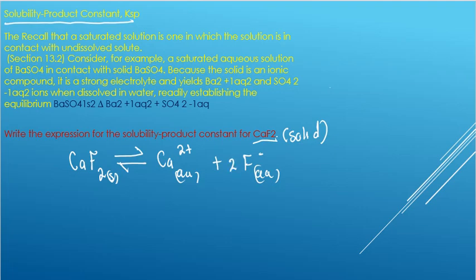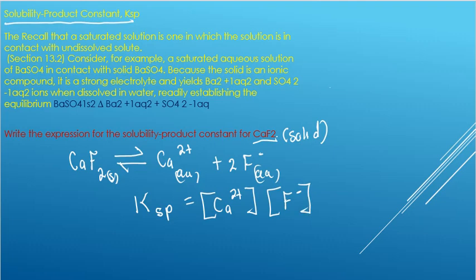So in order for us to write the equilibrium constant, the solubility product constant, which is KSP, it will be the product of the concentration of calcium ion to that of fluoride.